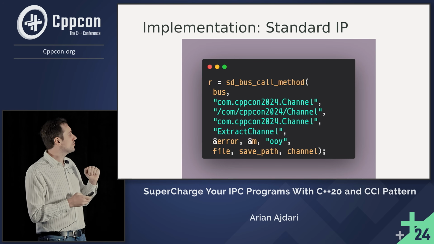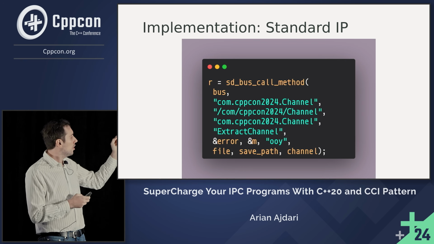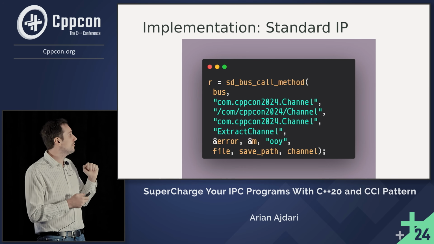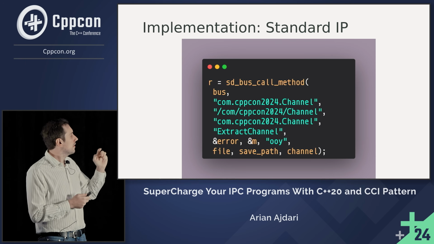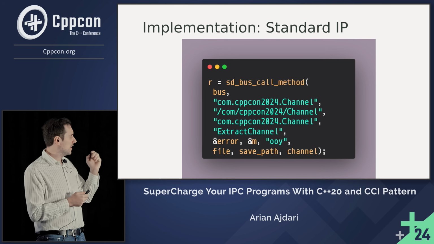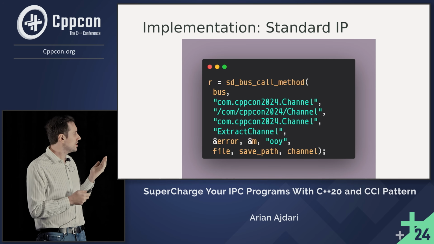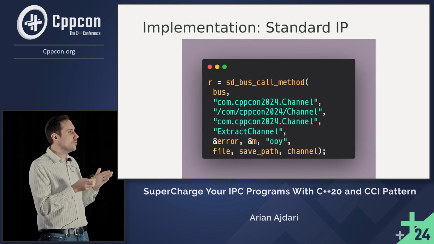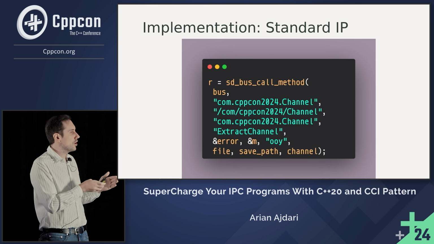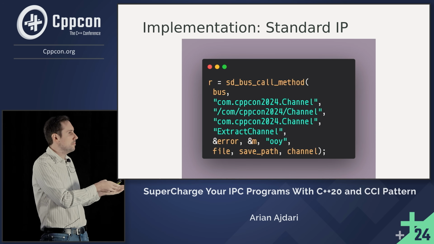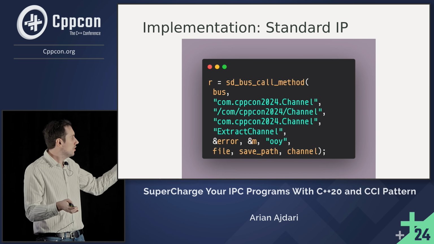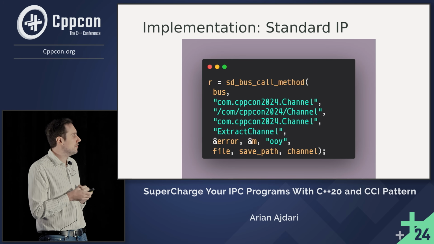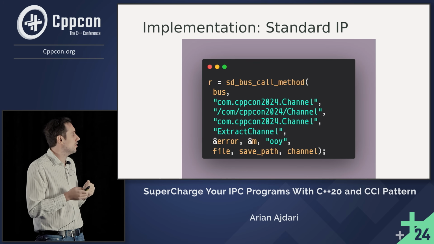Then we have the 3 constant strings, which specify the service name, object path, and the interface name. They are very particular in the way they are specified. The service name uses dots, and the object path uses forward slashes. If you make a mistake or don't follow the convention, the code compiles, but when you flash it to your embedded device, you run into a runtime error. So for these 3 parameters, we have runtime errors that we need to take care of.